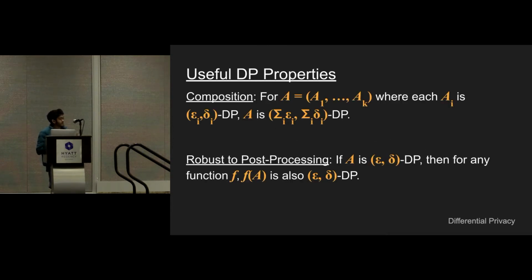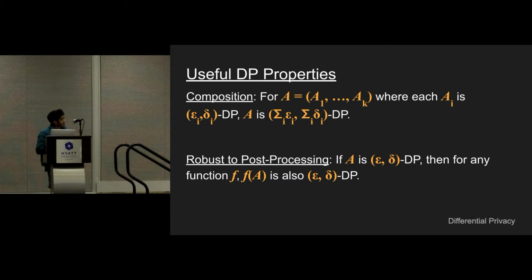There are also two useful properties that Seth just talked about. One is composition. So if you have k (epsilon_i, delta_i)-differentially private algorithms and you run them on your data set, you can just sum up all the privacy parameters and get your overall privacy guarantee. The privacy guarantee overall might be better than that sum of parameters, but it's not going to be worse. The other thing about differential privacy is it's robust to post-processing, so if you take a differentially private output and then you sit and think about it for a while, you're not going to affect the privacy guarantee.